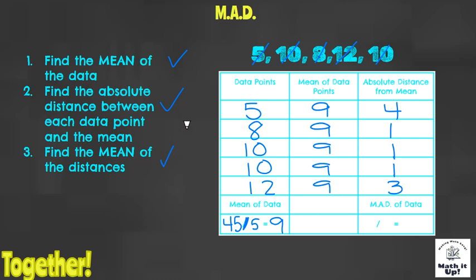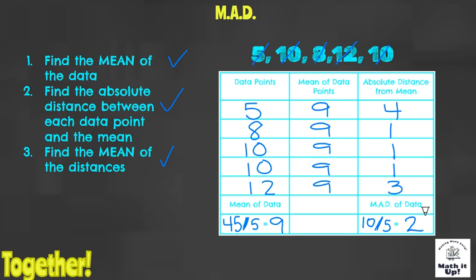Now we're going to find the mean of those distances. So we're just starting back over with doing a mean. So we're going to add, we know we're dividing by 5 because we have 5 numbers here. So 4, 5, 6, 7, 8, 9, 10. Well, that's handy because 10 divided by 5 is 2.